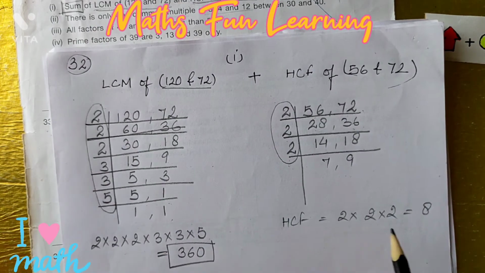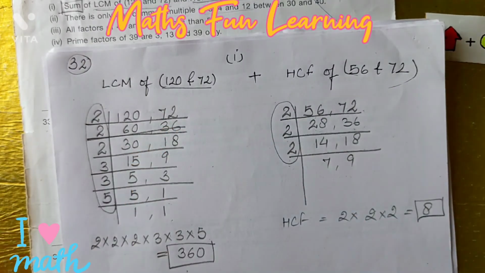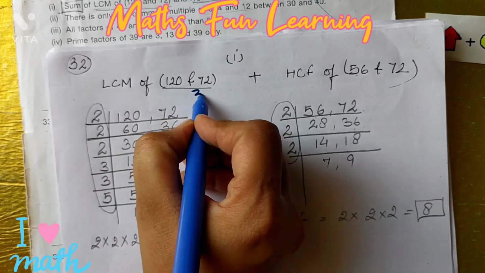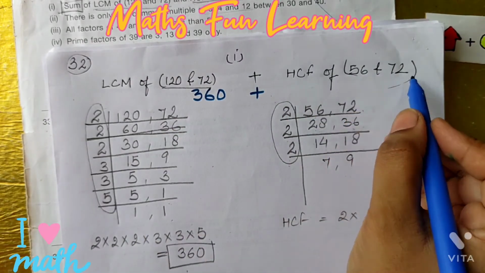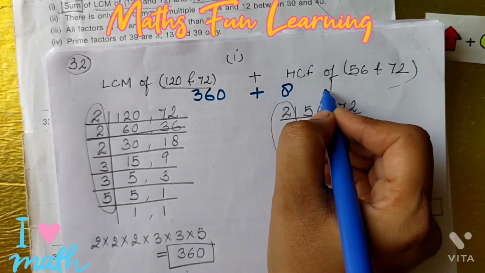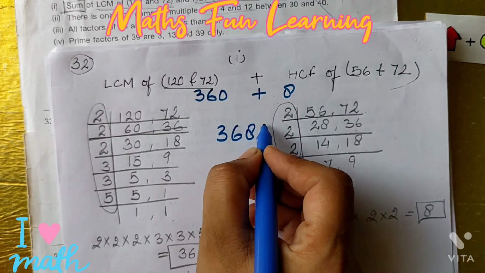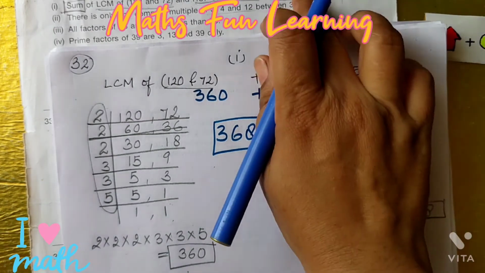Now you can see 360, the LCM, we'll just use the pen. The LCM of 120 and 72 is 360. We should add it with the GCF of 56 and 72, which is 8. If you add these two, you will get 368. That means your first part is true.